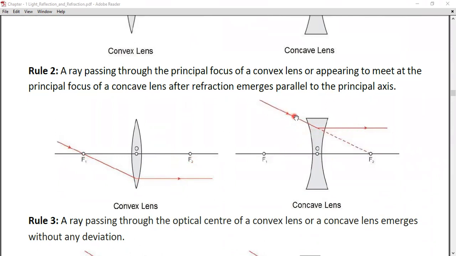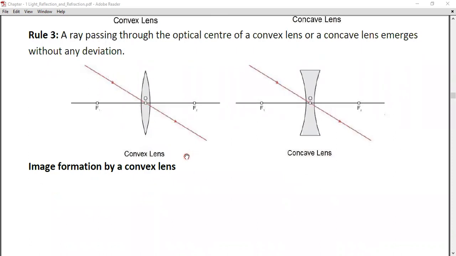The light ray appears that it is coming from F2, the second focus. After refraction, it passes parallel to the principal axis. That's it, students. The emergent ray is parallel to the principal axis. Here also the emergent ray is parallel to the principal axis. But by nature, it is a converging lens and this is a diverging lens. Rule 2 is also very important.